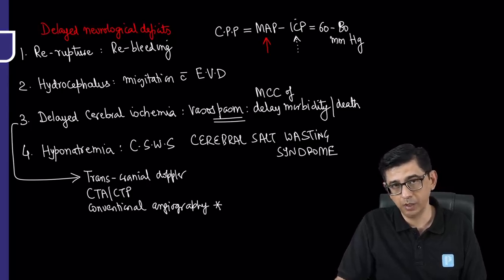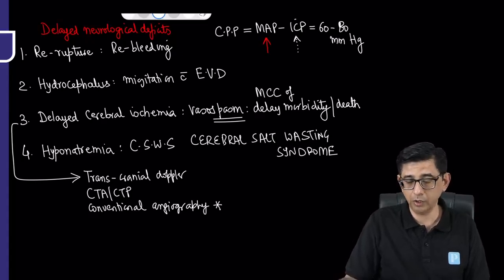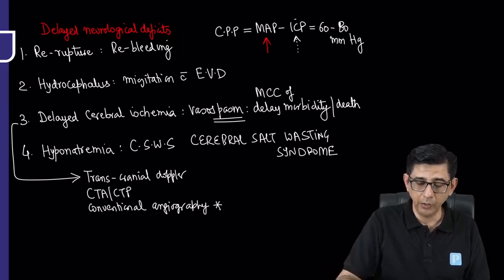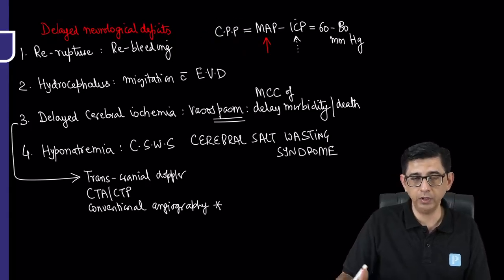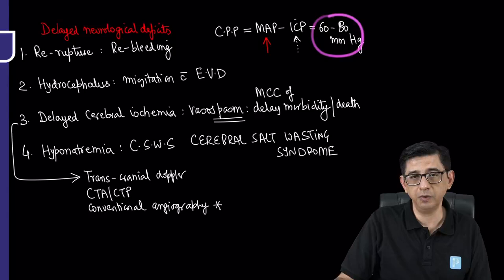The main message is our objective for the management, because I'm going to talk about the management part now. The management of ours will revolve around that. Are we able to maintain the CPP of this patient in this normal range over the next couple of days? Because if we are able to do that, it's great. If we are not able to, if the spasm comes in, the CPP will be lesser.